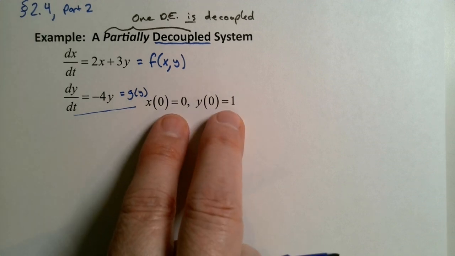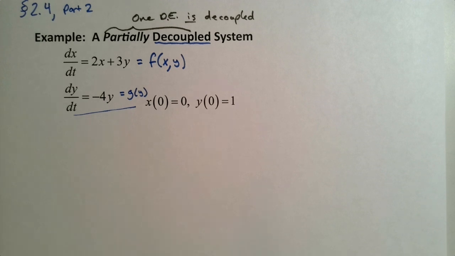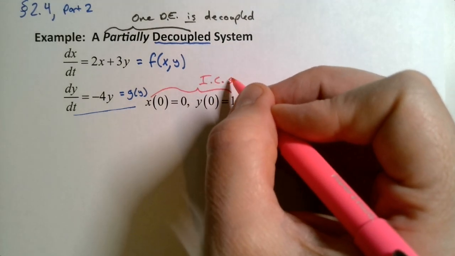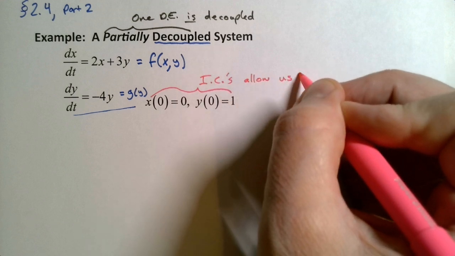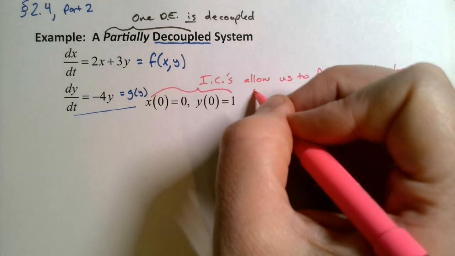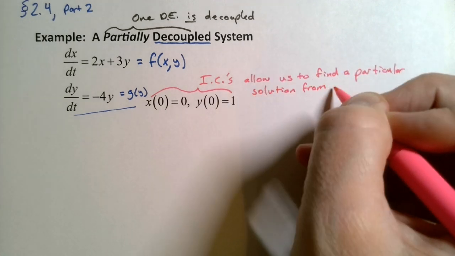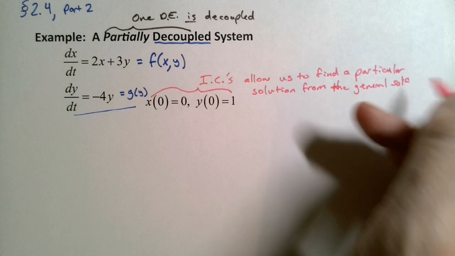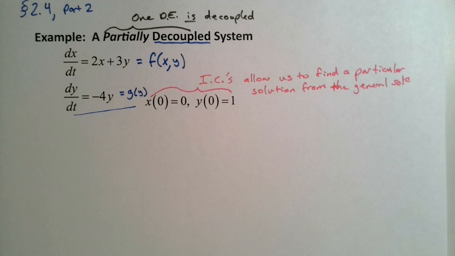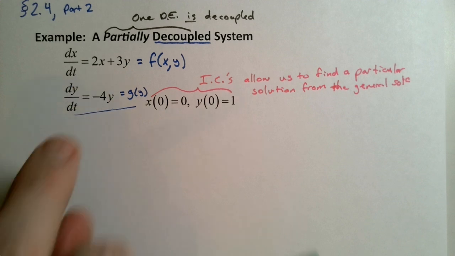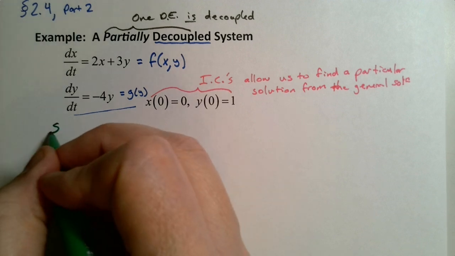And you'll notice we're given initial conditions right here. And the initial conditions are going to allow us to turn our general solution into a particular solution. So our ICs allow us to find a particular solution from the general solution. Okay, so once we have the general solution, we can use those to find the particular. So we're going to do kind of what we did before. We're going to ignore the coupled one, and I'm just going to stick with this guy right here. And so we're going to start with the decoupled equation.